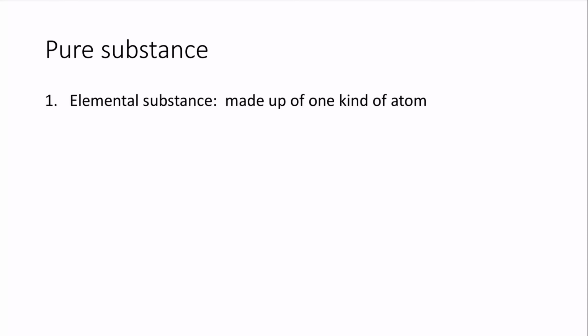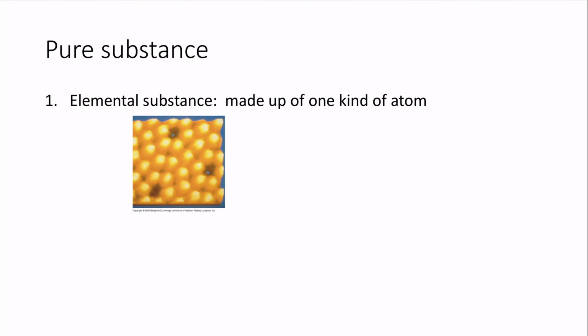Pure substance is further divided into two subcategories. The first one is elemental substance. It is made up of only one kind of atom. For example, aluminum. If you can magnify a sample of aluminum, you can see a picture like this, with the aluminum atoms arranged in an orderly manner. Other than aluminum, you can find some other elements on the periodic table.